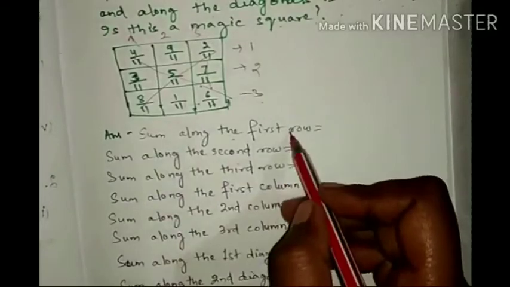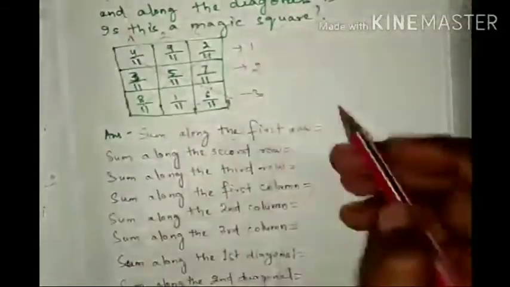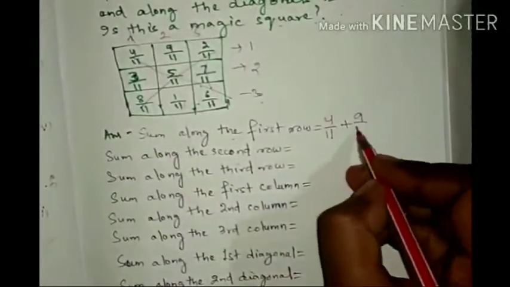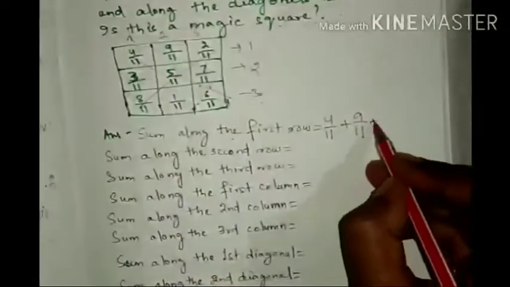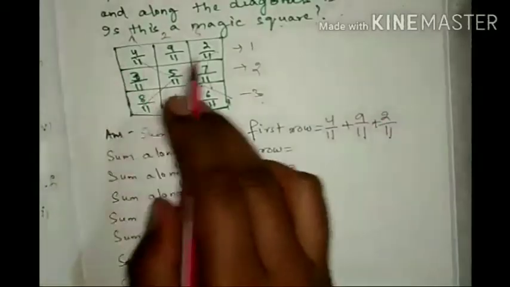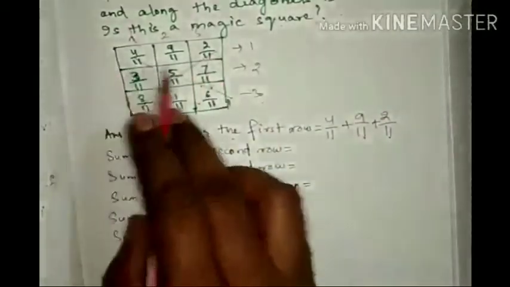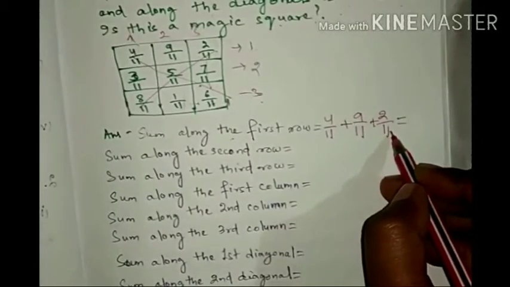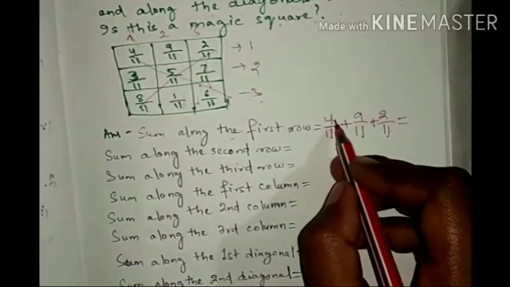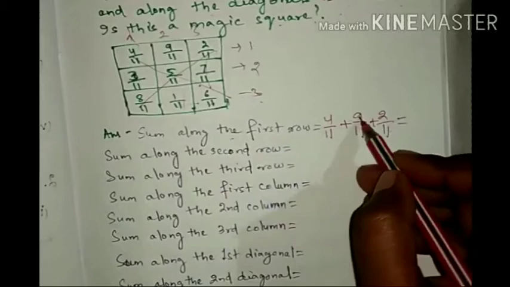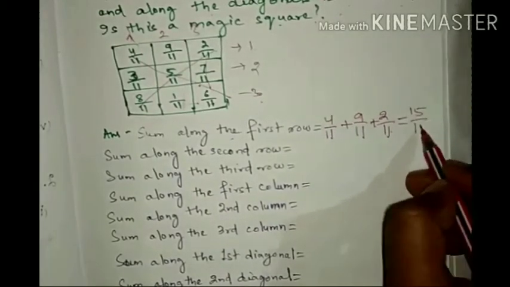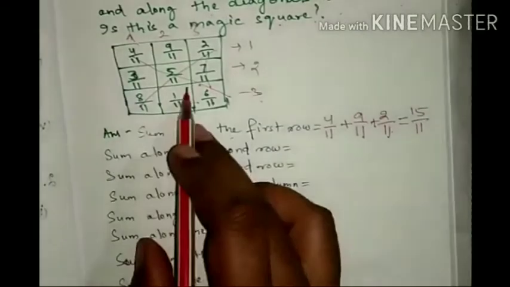Sum along the first row. We see the first row: 4 by 11 plus 9 by 11 plus 2 by 11. These 3 numbers are in the first row. Now add them. These are like fractions, so we can add the numerators. 4 plus 9 equals 13, 13 plus 2 equals 15. So 15 by 11.